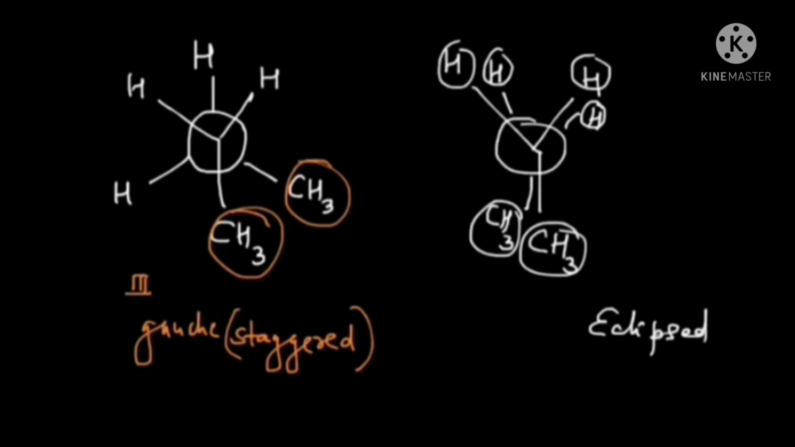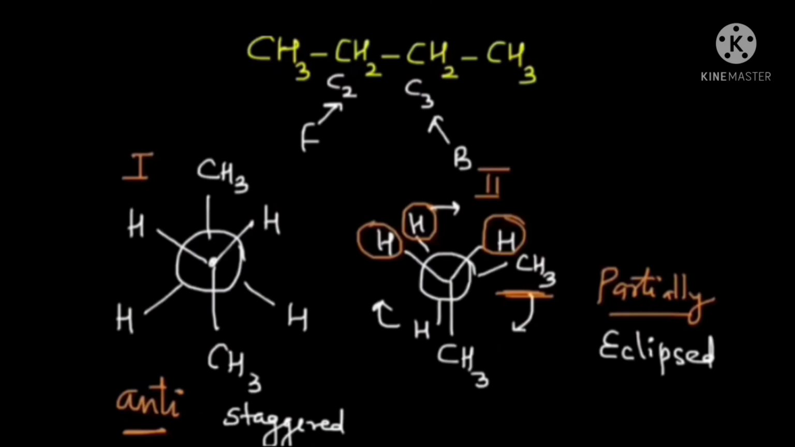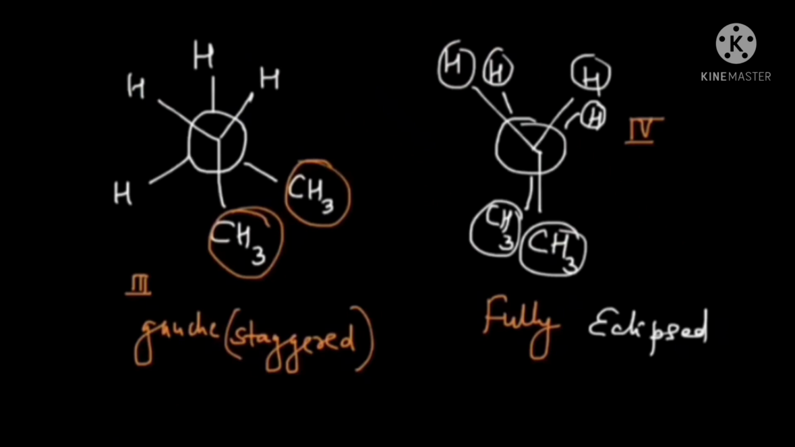but here all the groups are completely hiding each other. So this is a fully eclipsed form, structure number 4. Whereas the other one was partially eclipsed because the CH3 was behind H here, whereas this CH3 will be completely hidden by the CH3 group. So this is called fully eclipsed conformation. Now tell me, what will happen if you rotate it once again? You will go from eclipsed to staggered form.